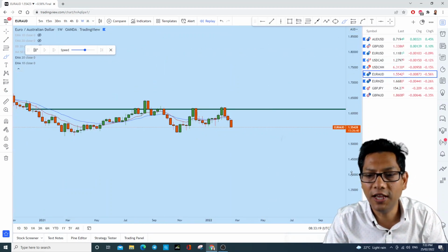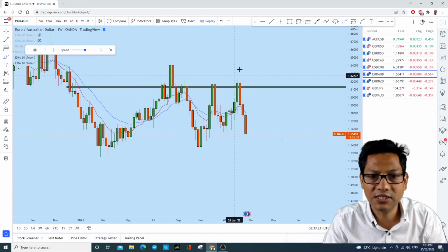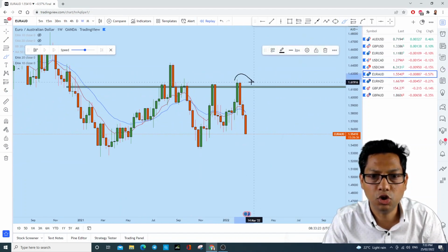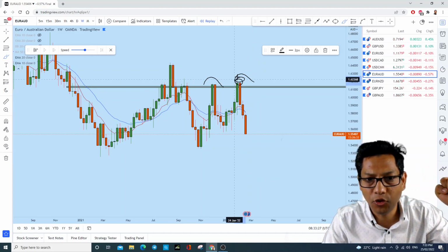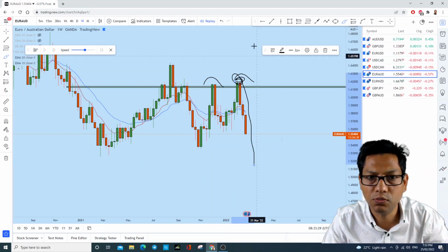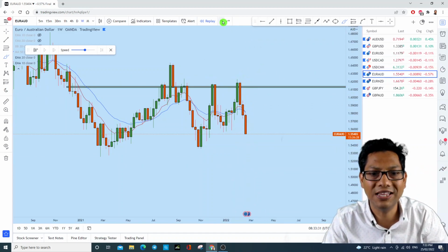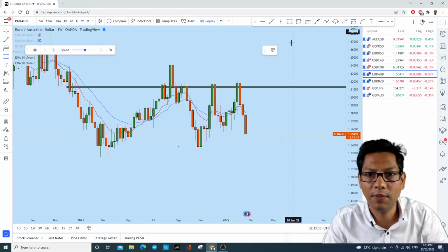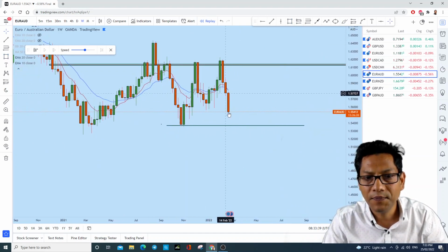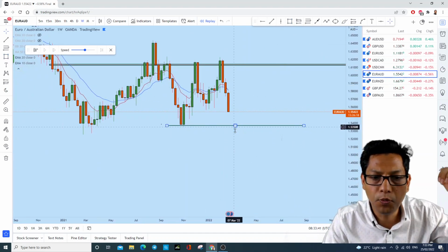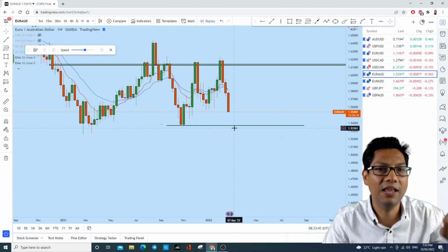Going down to the weekly, look at this: after this back-to-back double top formation, the price grabbed enough liquidity and we could see a possible drop, even crossing this level of support. So this is the nearest level of support that Euro AUD should reach. Let me draw it. We could possibly see a move to the downside at least to this level of support.